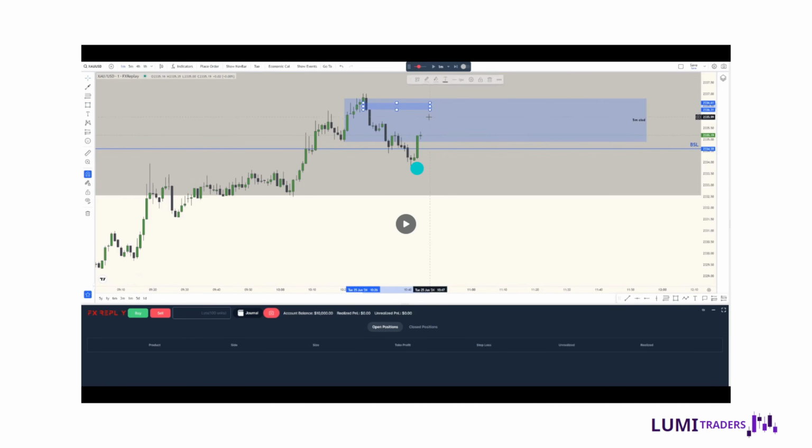Well, now I switch to the 1-minute chart. What do I need to do here? To find two 1-minute imbalances within the 5-minute change in the state of delivery range. This blue box is the 5-minute change in the state of delivery. We got the closure right here, below the possible 5-minute change in the state of delivery, which means we got a confirmed 5-minute change in the state of delivery, and now we can find two 1-minute fair value gaps.